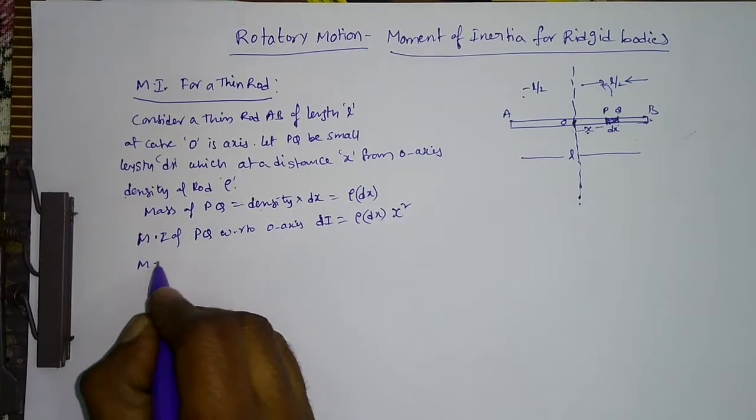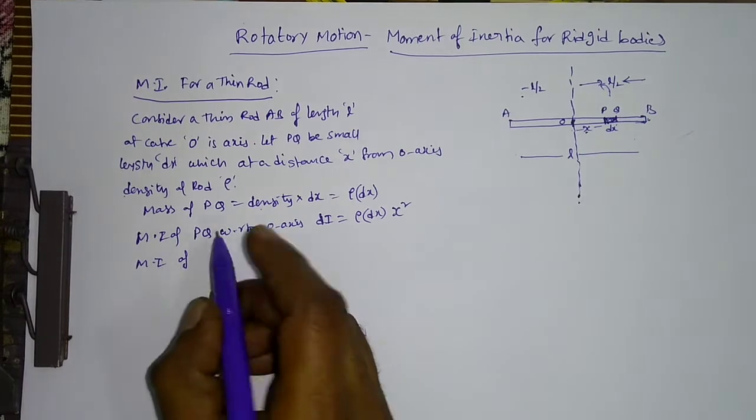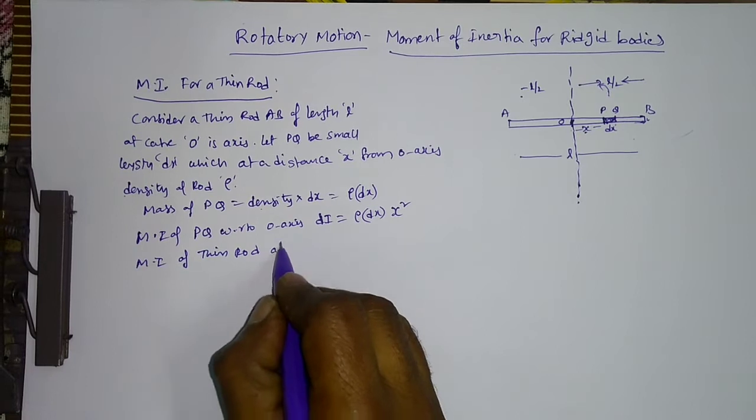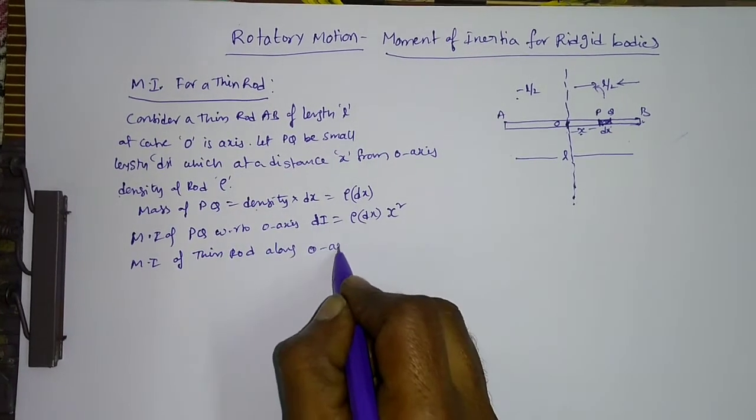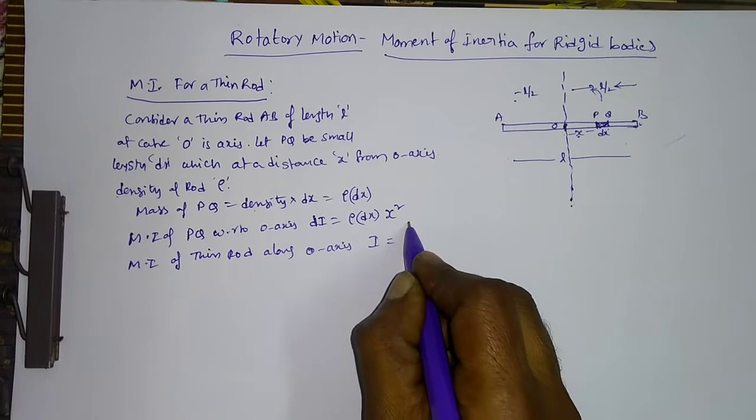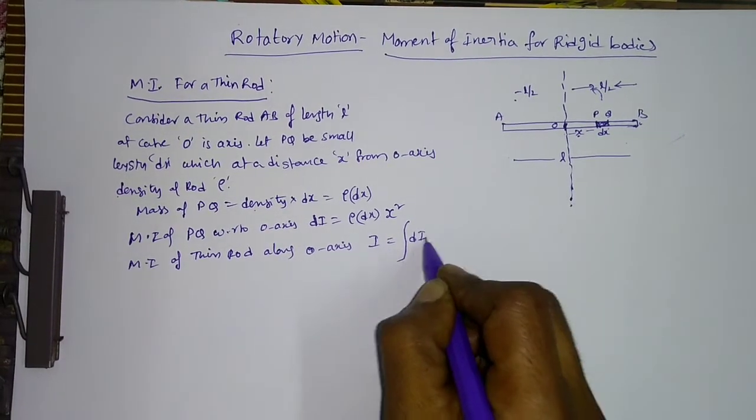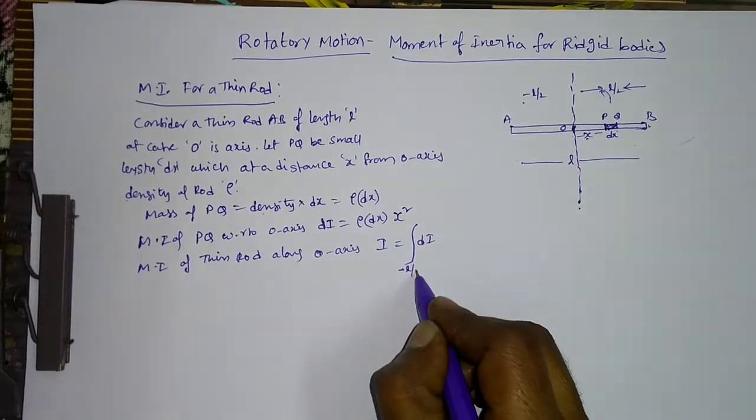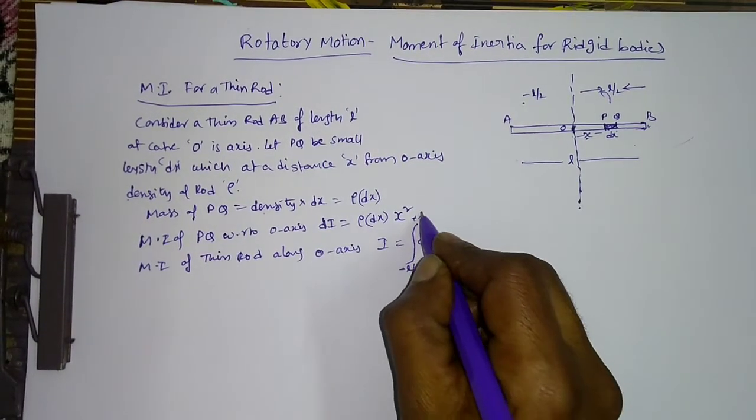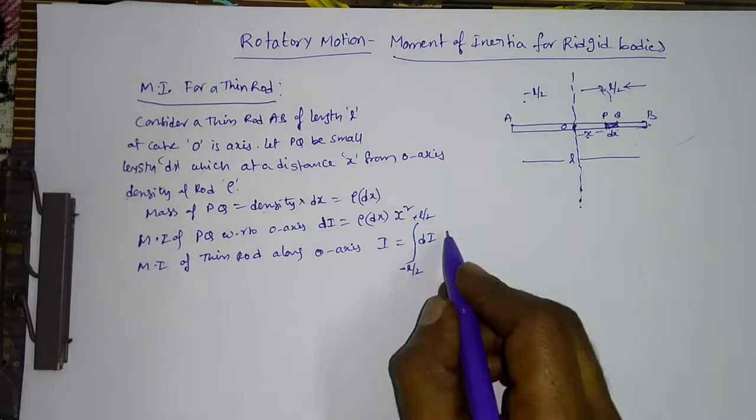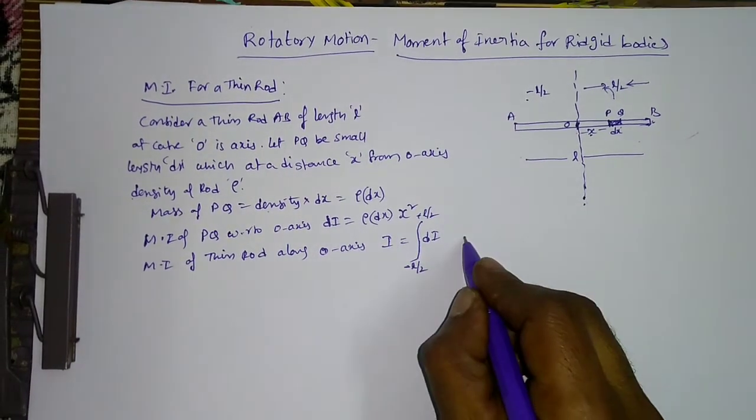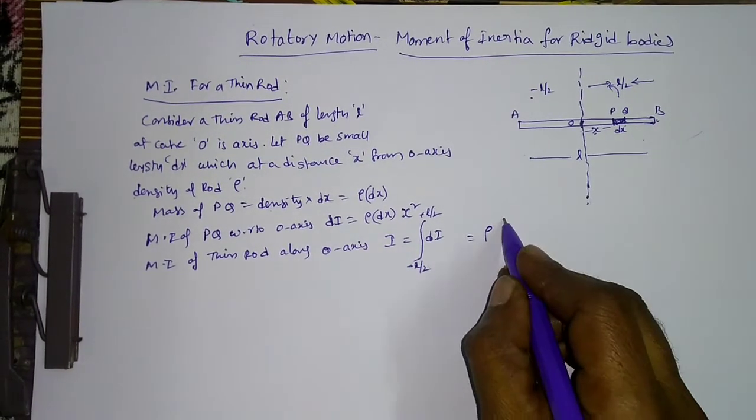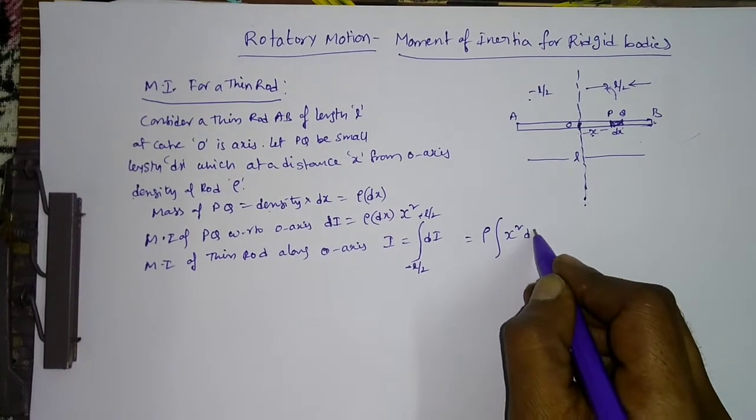So the moment of inertia of the thin rod along the O axis, I, equals the integration of dI. If you integrate the small elements, you get the total length. The lower limit is minus L by 2 and the upper limit is plus L by 2. Substituting the formula for dI, rho is constant, so keep it outside the integral of x squared dx.